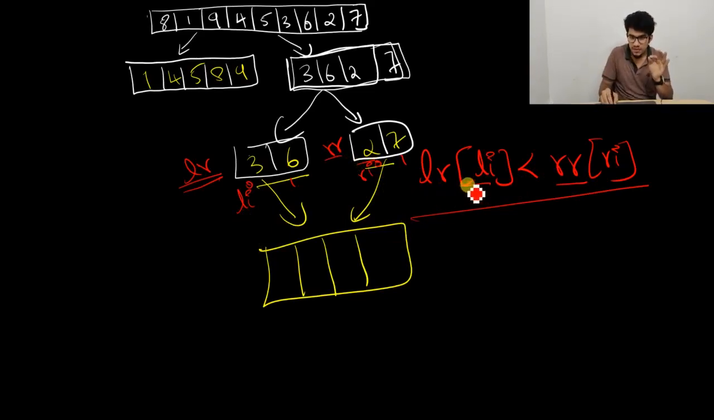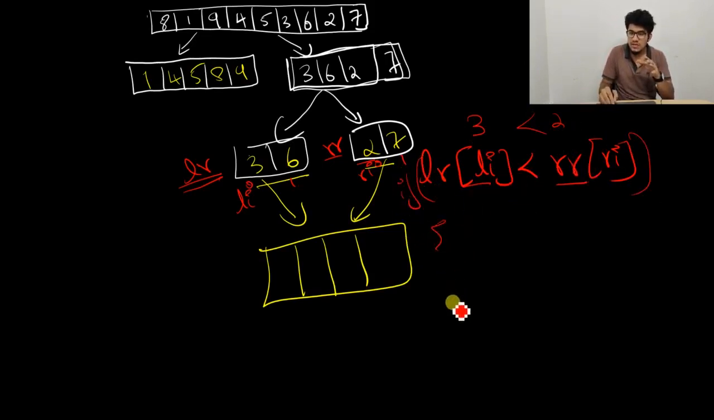Is this condition true now? No, because LR of Li is 3, RR of Ri is 2. Is 3 less than 2? No. No means the else part. If this condition is true, do something, but if this condition is false, the else part runs. In the else part, this is small, so we have to store RR of Ri. This you have to store in the array.